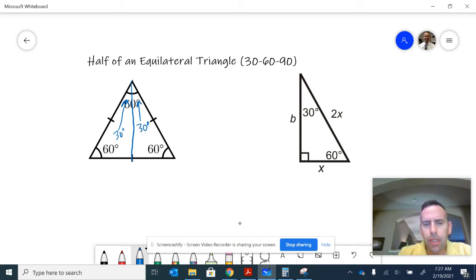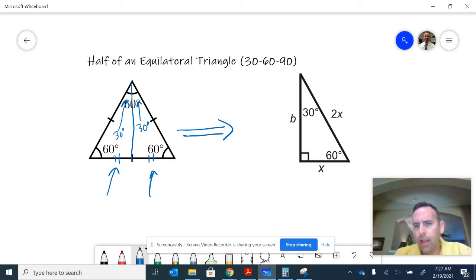The other thing to notice is that the side at the bottom was bisected. You have these two smaller segments that will be equivalent in length, and they'll also be exactly half of the side of the equilateral triangle. So that takes us to this figure on the right-hand side here.